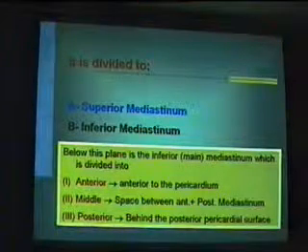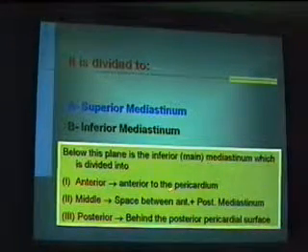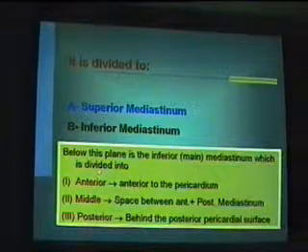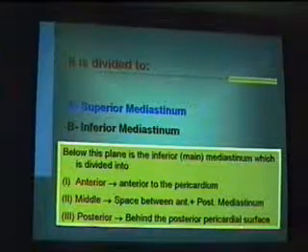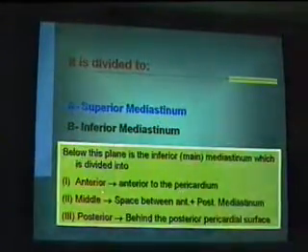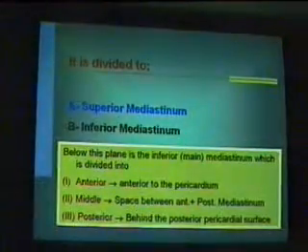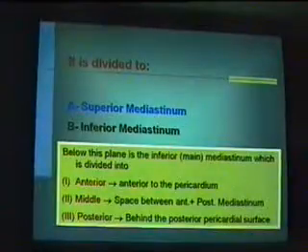سهلة كده؟ فعلا. يبقى what is anterior to the pericardium is the anterior mediastinum. What is behind the posterior pericardial space is the posterior mediastinum. What is in between is the middle mediastinum. يبقى عرفنا ايه هي الميديستاينم.